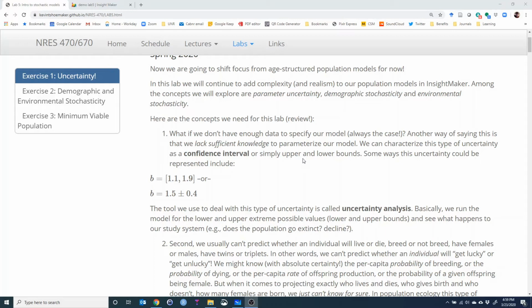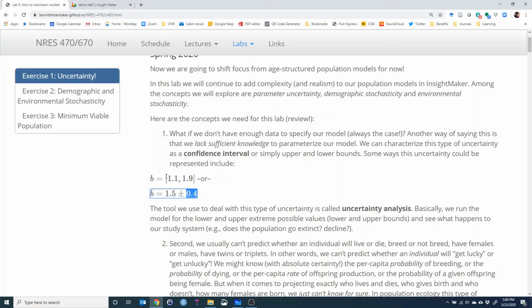The first one is parameter uncertainty, or just basic lack of knowledge, and we can represent this type of uncertainty oftentimes with just a lower and upper bound, like this per capita birth rate could be as low as 1.1, could be as high as 1.9. We also sometimes see it using this plus or minus symbol. We can say here's a mean per capita birth rate, and plus or minus 0.4 might represent a standard error around that mean value.